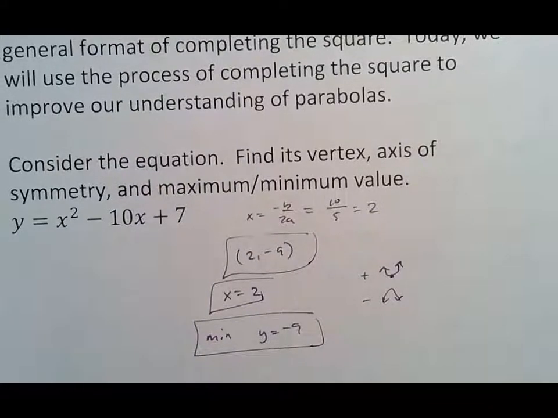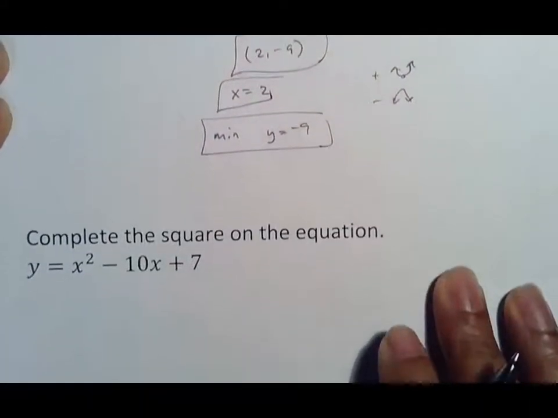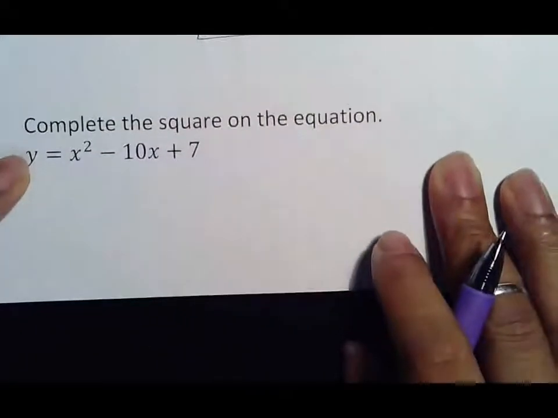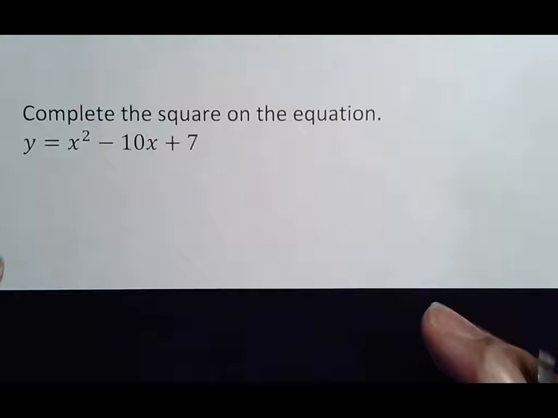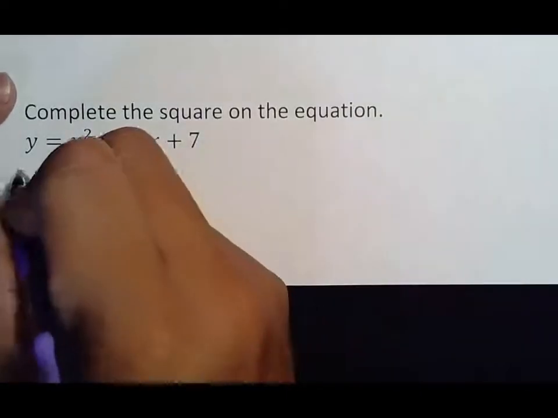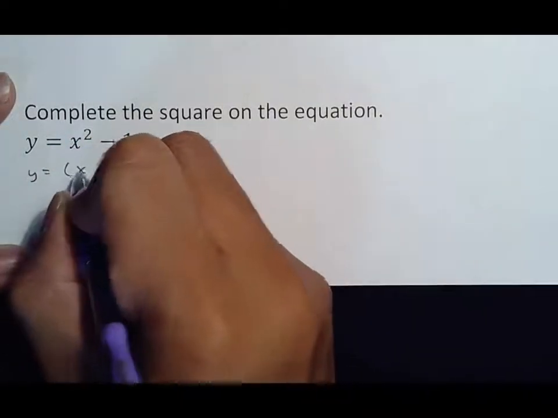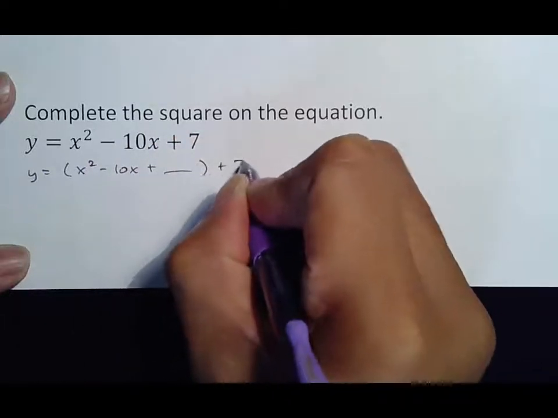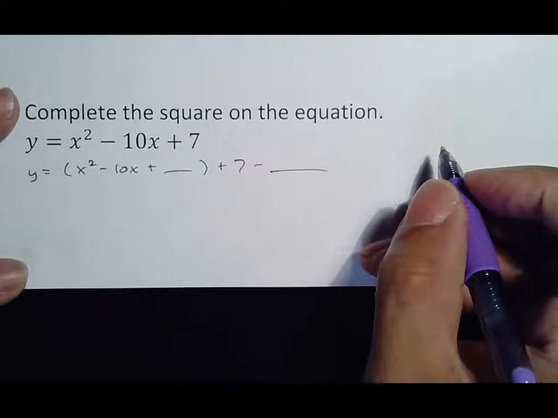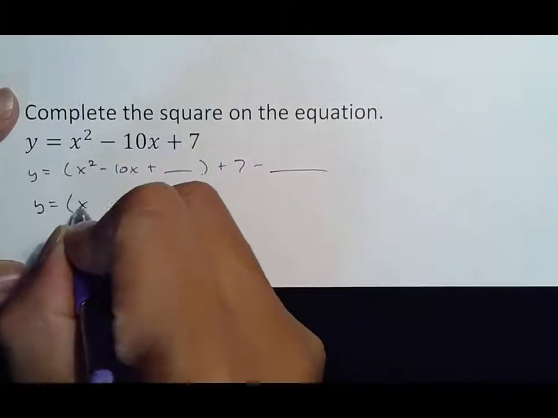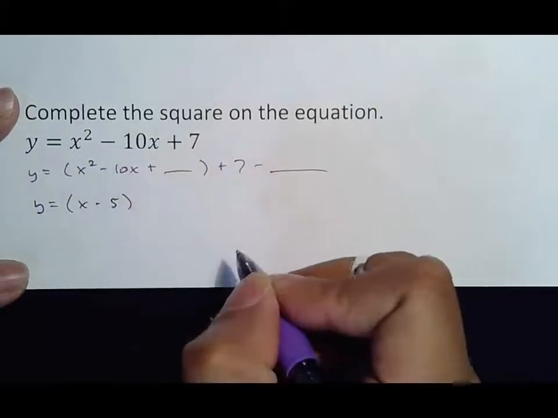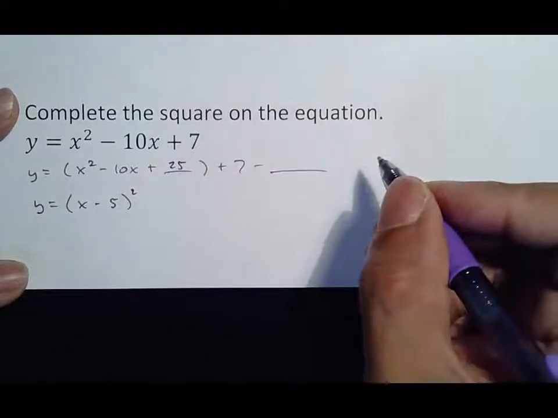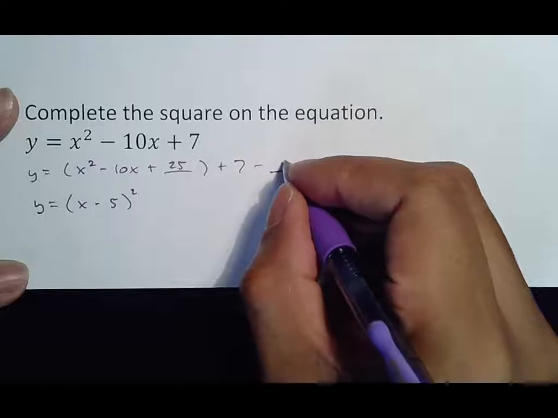Alright. So if we were to take this part here, though, same equation, just to prove it, there's no magic going on. If we were to take that thing and complete the square on that equation, we would put y equals parentheses x squared minus 10x plus blank plus 7 minus blank. And we would put y equals x minus 5, because remember we cut that number in half, squared, which makes 25 here, which makes 25 here.